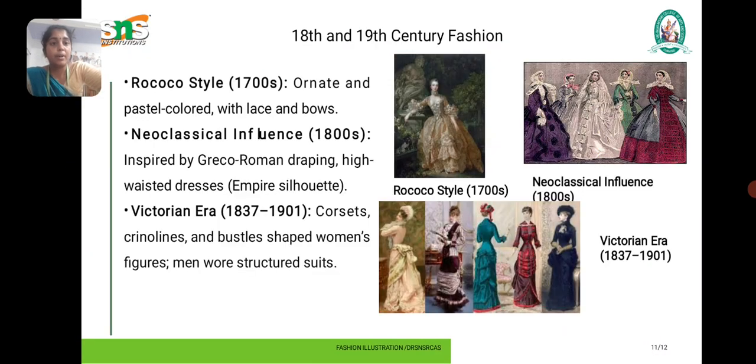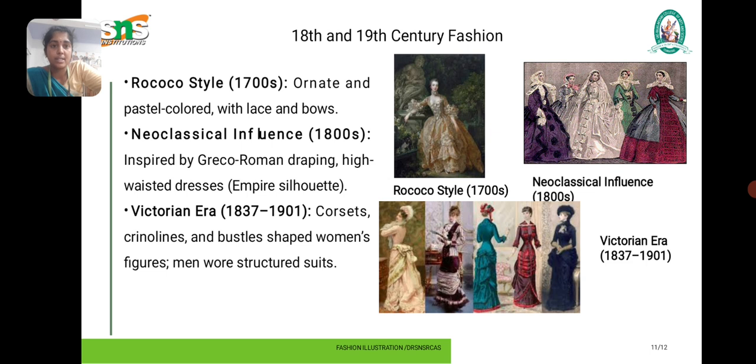Next, from the 18th century to the 19th century, the first one is the Rococo style from 1700. Ornate and pastel colors with lace and bows. Pastel means very light colors, used with lace and bows. Bows are ribbon-like structures at the neck, the bottom or the waist, used to highlight or emphasize particular places.